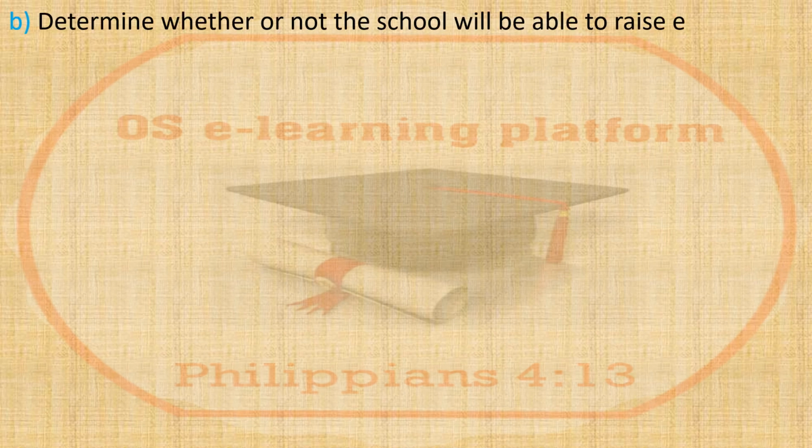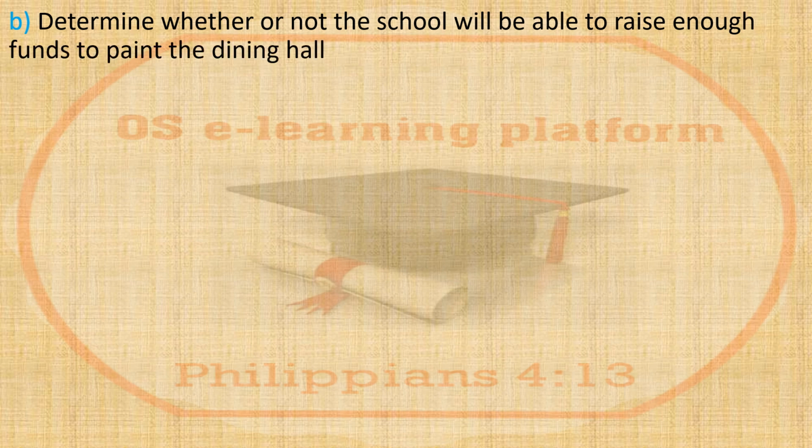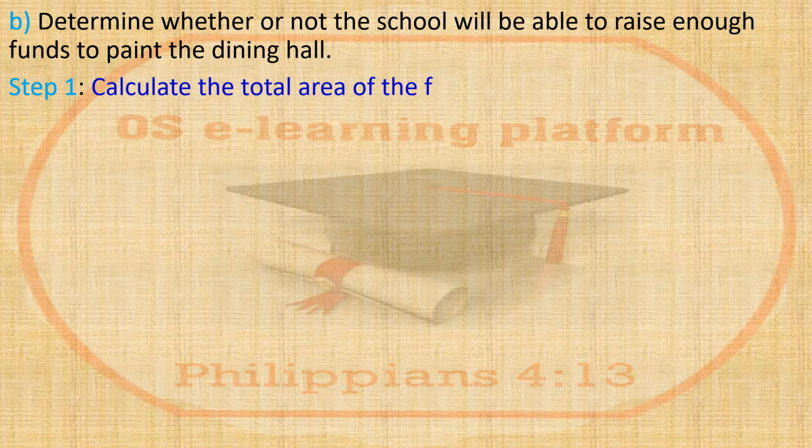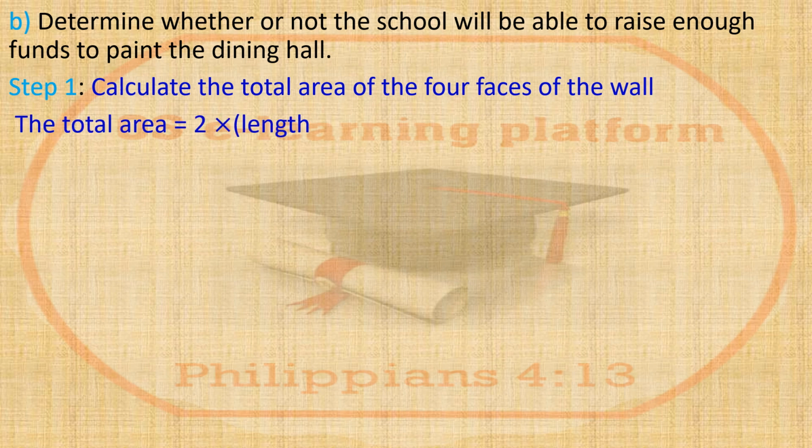We want to determine whether or not the school will be able to raise enough funds to paint the dining hall. So what are we doing? The first step, we need to calculate the total area of the 4 surfaces or 4 faces of the wall. Remember, this is in box form, so the 2 opposite sides are actually equal. Now that I'm given the dimensions of this hall in terms of length, width, and height, we can calculate the total surface area of this hall, since we are going to paint the surface.